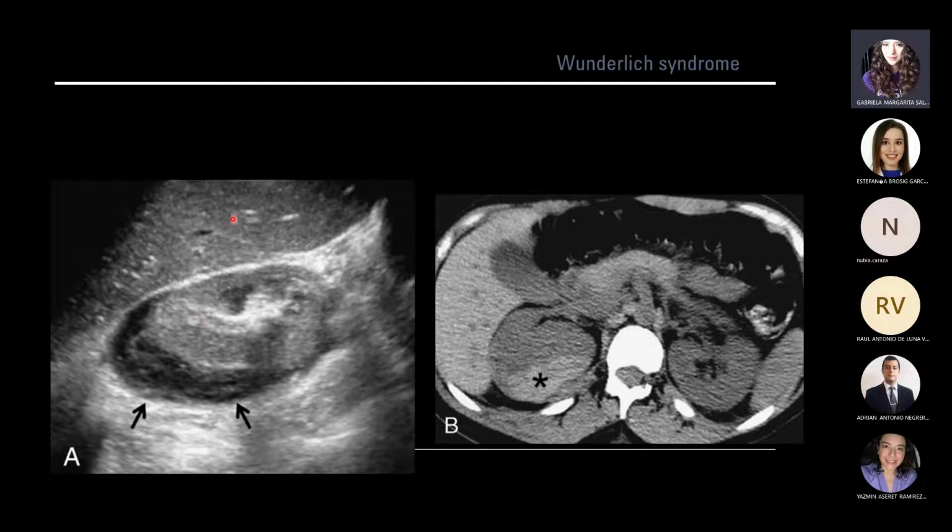A transverse sonogram demonstrates a heterogeneous perinephric subcapsular fluid collection, and CT shows a hyperdense subcapsular fluid collection consistent with acute hematoma.